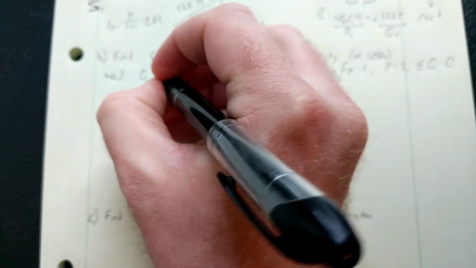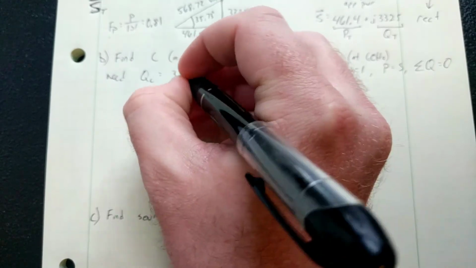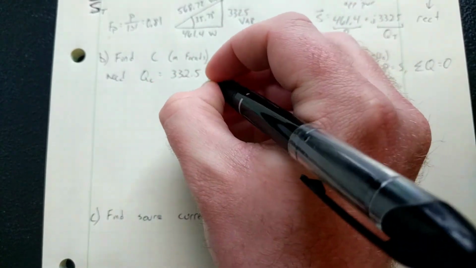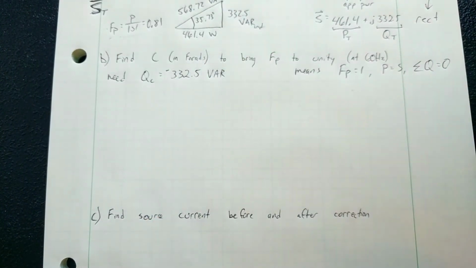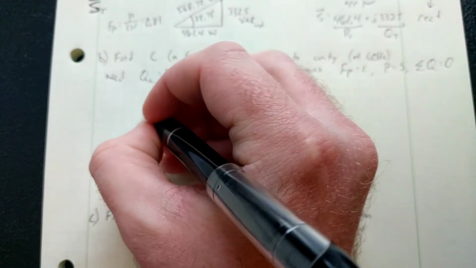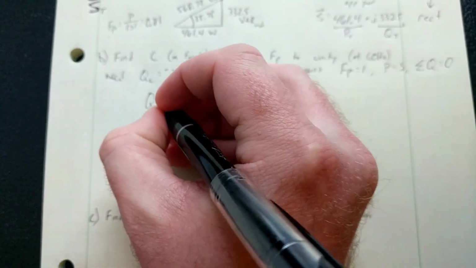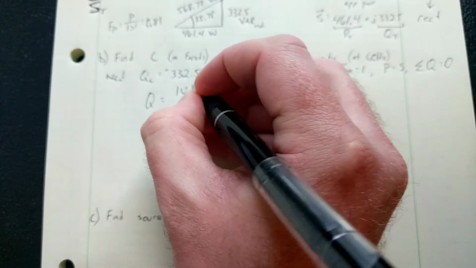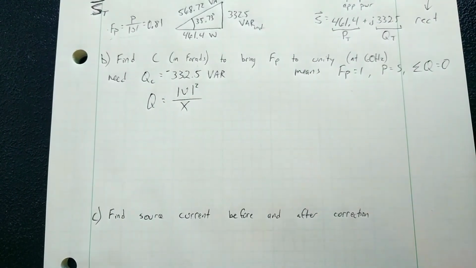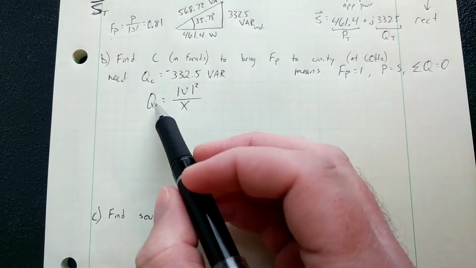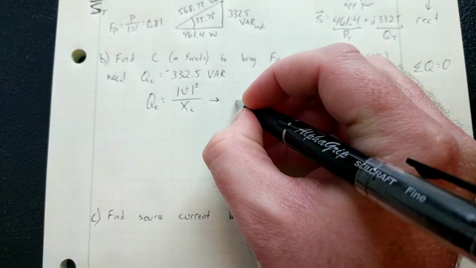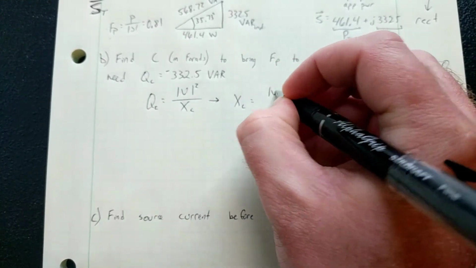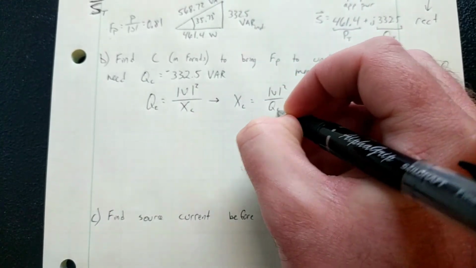a Q of the capacitor to be 332.5 VAR. It'd be negative because we're going to cancel out this positive 332. The quickest way, if I'm going to correct from the source, is to use V squared over X. There's other formulas that would give you the Q, or the X needed rather, because what we're going to do is rearrange the equation to solve for XC, V squared over QC.